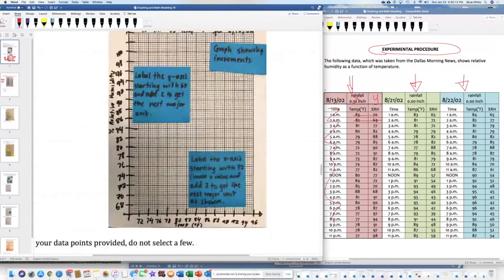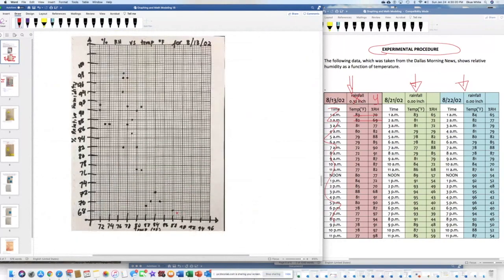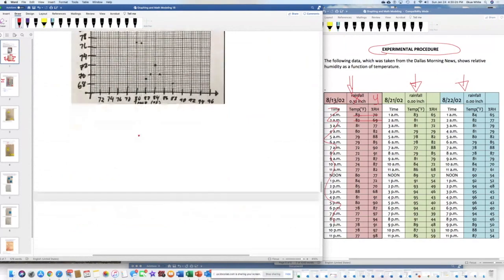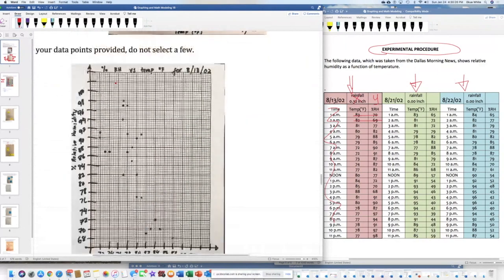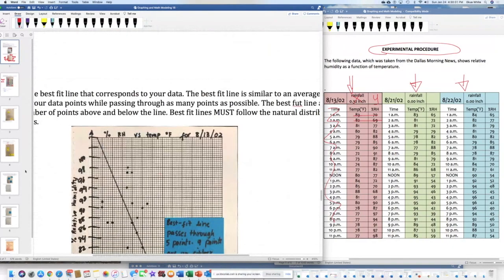Then here I labeled it. Then I labeled this down here. Graph just showing you the increments. Then here is my plot of the first one, right? So I've done all the points. All the points fit here. And then here, now you have to draw the best fit line.